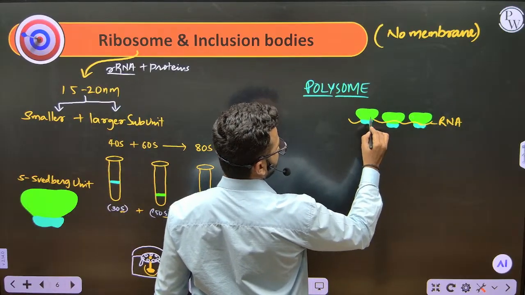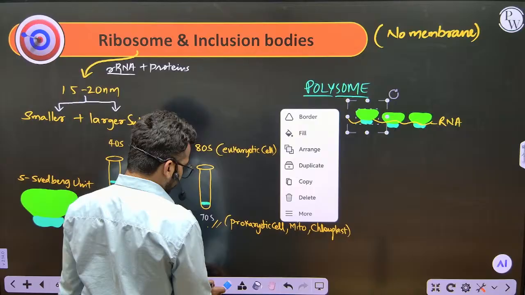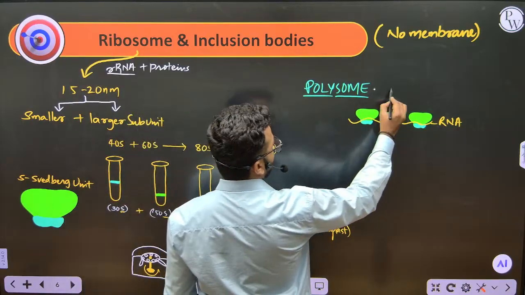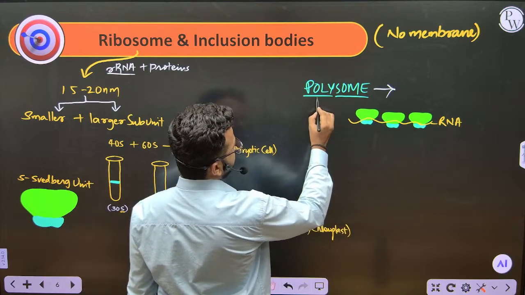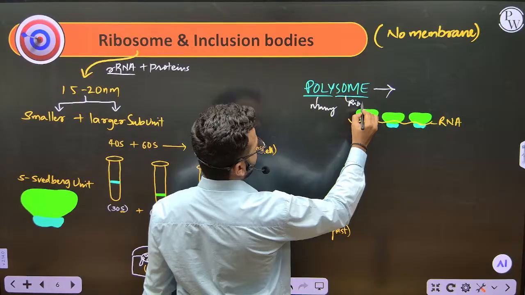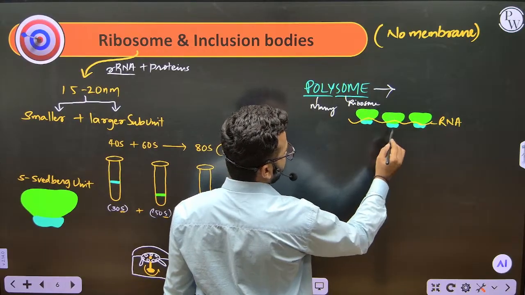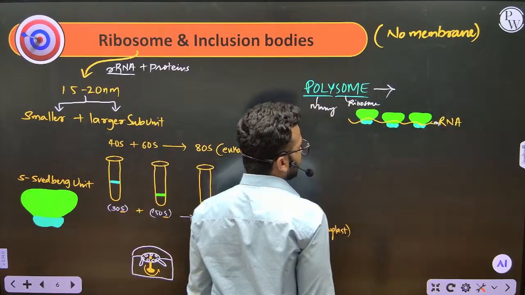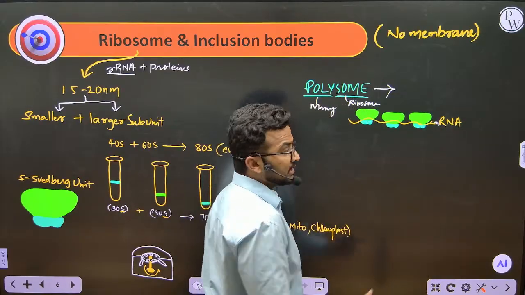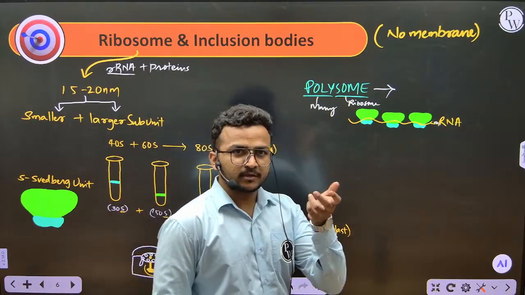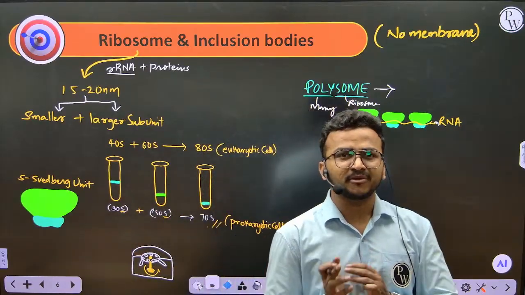So many ribosomes will be attached. When many ribosomes are attached, this condition we call polysome. Poly means many and some means ribosomes. So many ribosomes attached to a single mRNA, we call this a polysome. Polysome structure it is. So in molecular biology we will be learning.